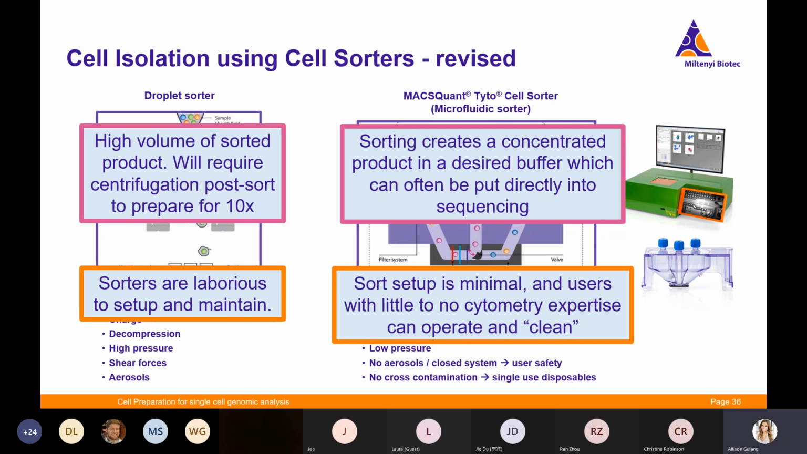And then, especially now with our upgrade to our auto mode, our Tito 1.0 software version, the sort setup is truly minimal, and users with little to no cytometry expertise can operate the instrument, and the cleaning of the instrument is simply throwing away the cartridge. I know, especially for University of Chicago, when we installed the instrument, I think it was March of 2020, we weren't able to go on site and train people, but we were able to do this all virtually. So it really emphasizes the ease of use of the Tito as it pertains to operating the sort yourself.